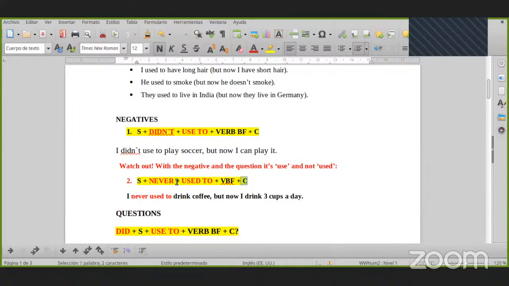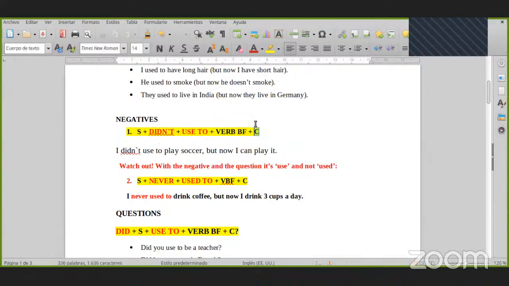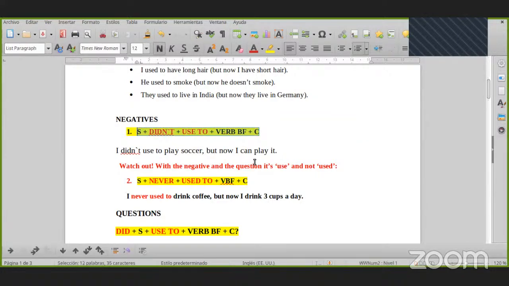In this case, we use just "use" without the "d" because we are not using "didn't", we are using "never". And what is the difference between these both? Didn't used to and never used to. This first one is like normal habits, something that you didn't do in the past, but now you do it. But it is like something normal. But this "never" is going to be with more emphasis.